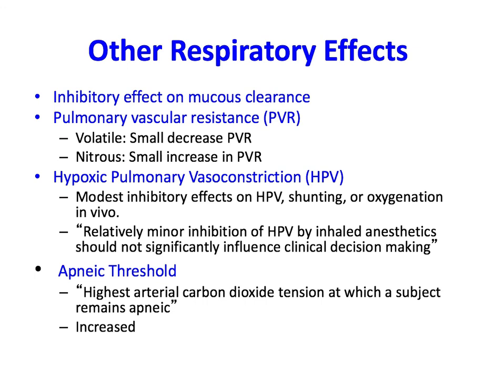Hypoxic pulmonary vasoconstriction, or vasoconstriction of blood vessels going past alveoli not containing much oxygen, is modestly inhibited by the volatile anesthetics. However, this is a relatively minor effect, and it rarely affects our clinical decision making of what anesthetic to choose, for example, in a patient who is on single lung ventilation. Should we use TIVA? Should we use volatile anesthetics? We do know that volatile anesthetics have a small effect on blunting HPV and increasing shunt.